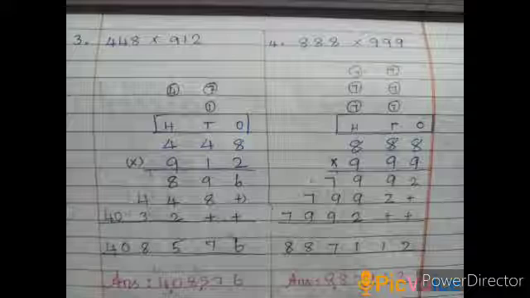8, 17, 7 and 1 should be carried over. Hundreds place, 1 plus 8 plus 4 plus 2, 15, 5 and 1 should be carried over. Thousands place, 1 plus 4 plus 3, 8. Ten-thousands place, 0 is there, and the lakhs place, 4. The answer is 4 lakhs 8,576.